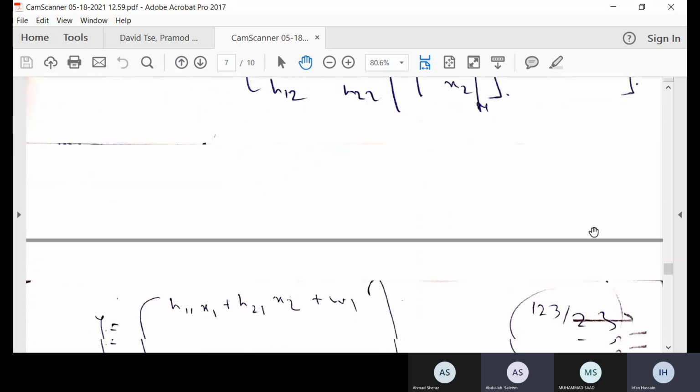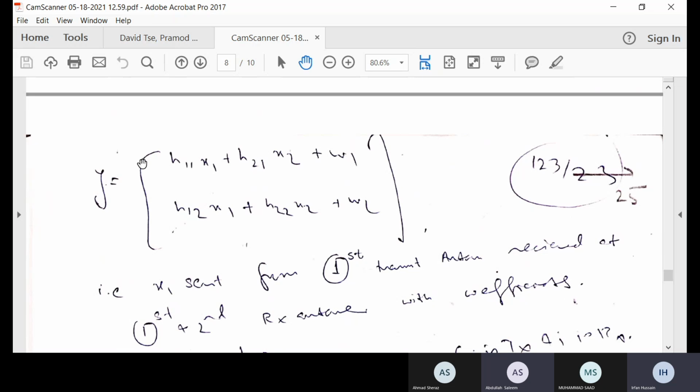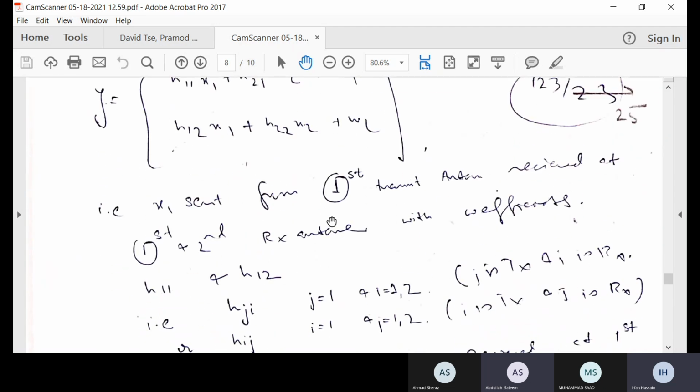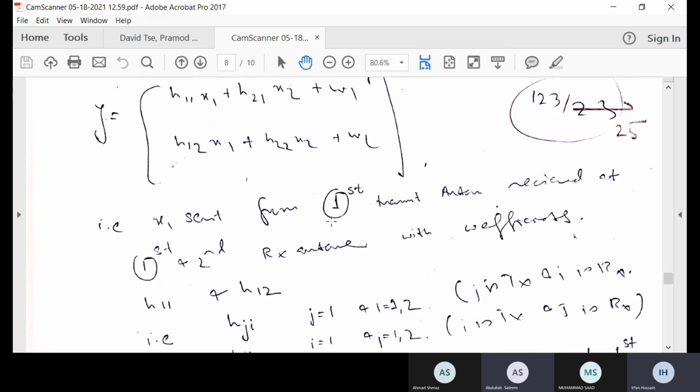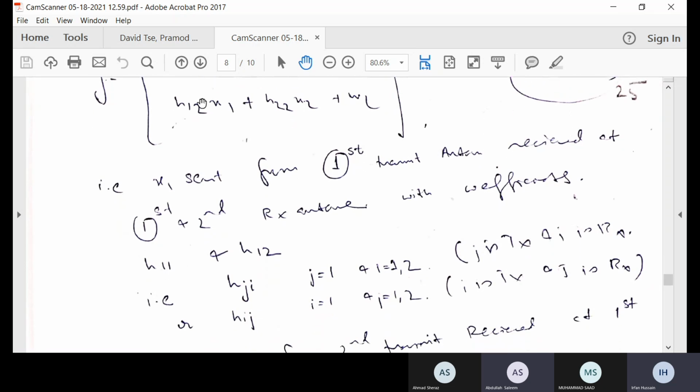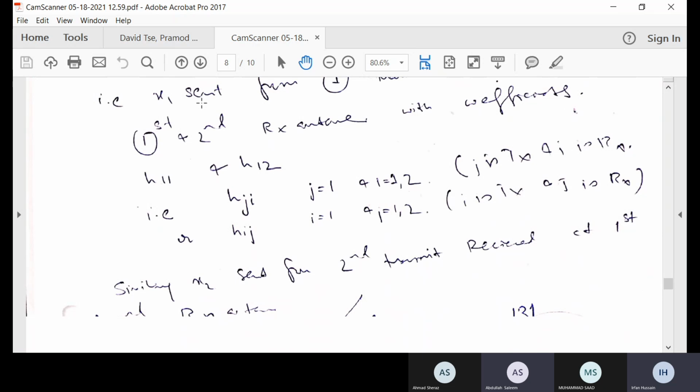So this will give me y, which is a 2 cross 1 vector. The output at any time across the two antennas will be given as follows. And again I have told you 1 and 2. You can also use a different interpretation. Both the interpretations are given in the book. Here I'm using that I'm sending from 1 and receiving at 1. The first subscript represents the transmit and the second represents the receive. You can also use the opposite subscript convention.